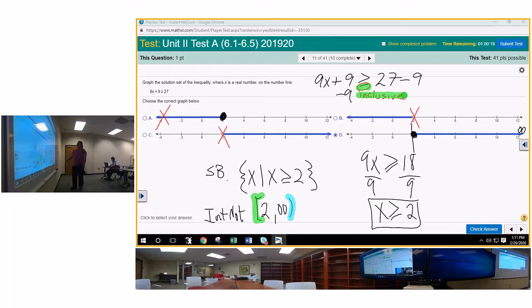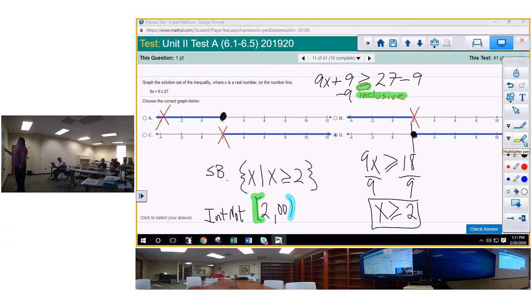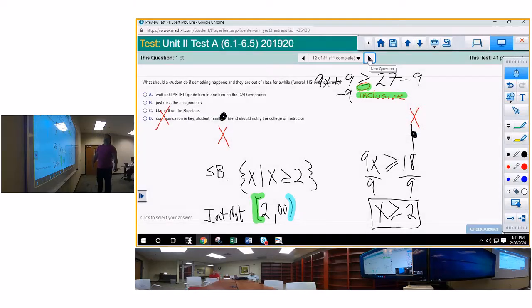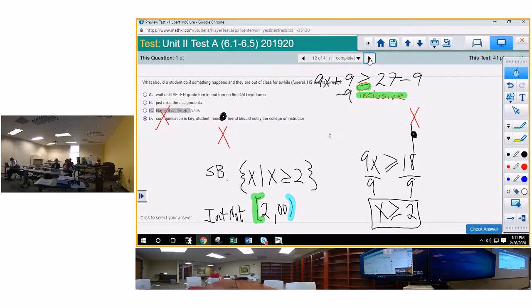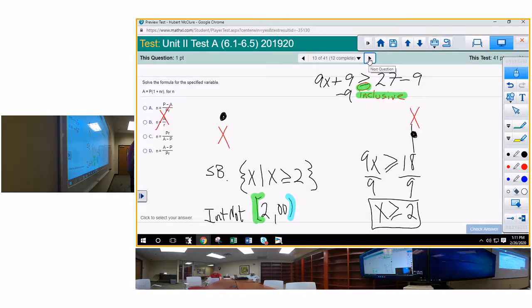Next. I guess you can see that you need to know how to solve equations on this test, because that's the only thing we've done just about. What should a student do? Communicate. I'm going to do another. Let's see, I got what, 9 minutes?